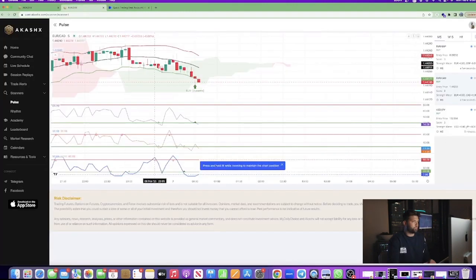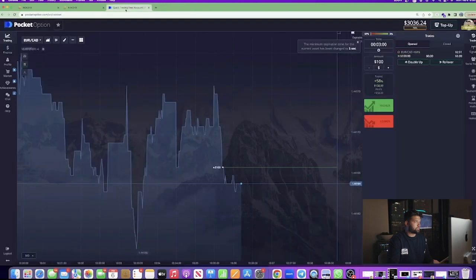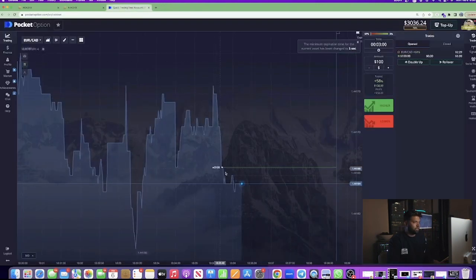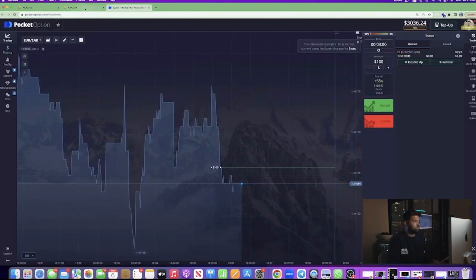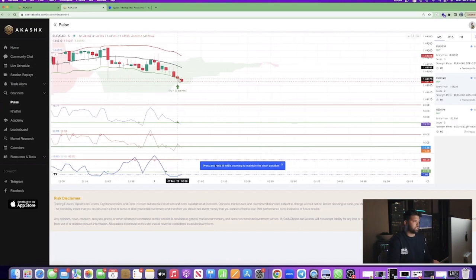Now, the reason why we took the trade was because on Pulse, we have a buy at 3 points. Now, again, 3 points is just a good trade setup. It's not a great trade setup. It's not an amazing trade setup. But as long as price does go up, we will win this trade.